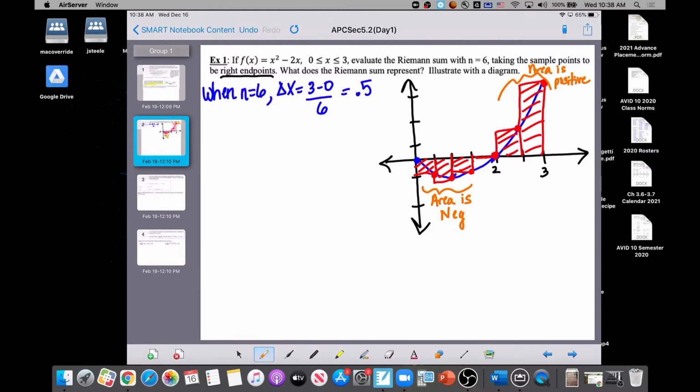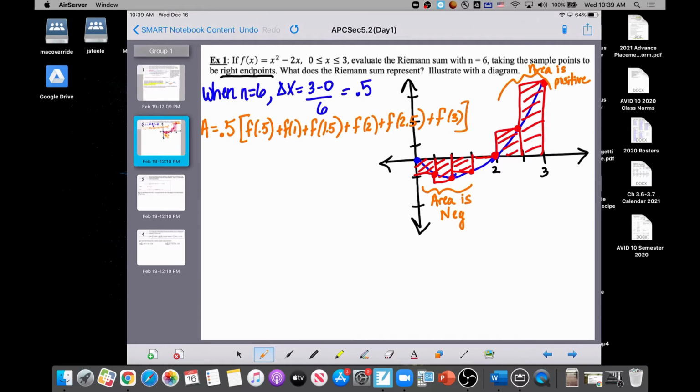So when we calculate our area, all of the rectangles have a delta x of 0.5, so I'm just going to put that out in front, and then I'm going to put all of the heights in the brackets. So the first height would be at f of 0.5. The second height would be at f of 1. Third height would be f of 1.5, because every 0.5 we have another rectangle. F of 2, f of 2.5, and f of 3.